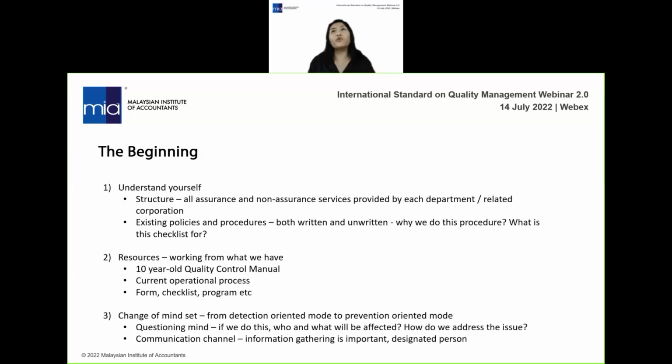So what we need to do is work with the resources that we have, right? Resources are something very essential, and it's very difficult for us to increase our resources in a very short period of time. So all we can do is to get the best out of what we have, right? So you look into your original quality control manual, the 10 years old QCM that you have. Modify from there and enhance that QCM, make it from a quality control manual become a quality management manual, right? So that is the beginning, how we can start.